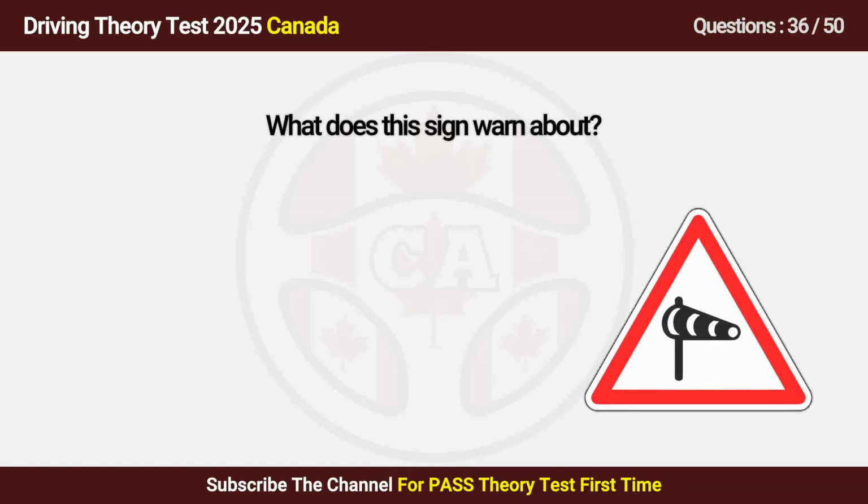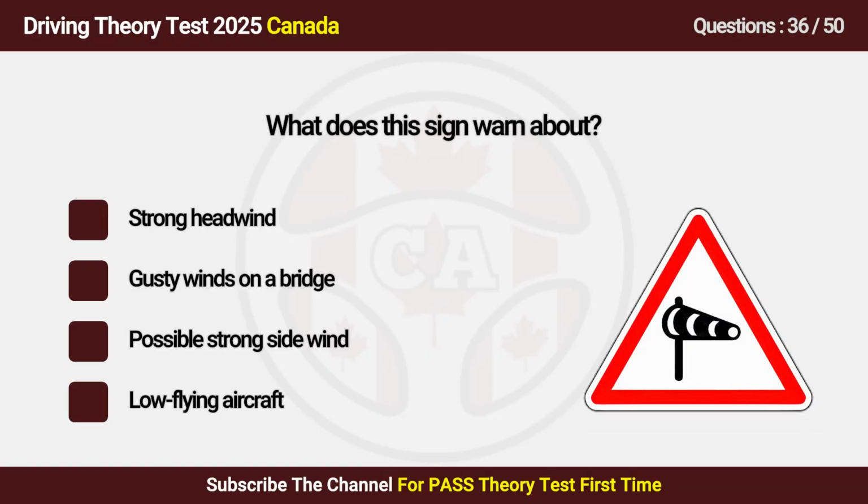Question 36. What does this sign warn about? A. Strong headwind. B. Gusty winds on a bridge. C. Possible strong side wind. D. Low-flying aircraft.